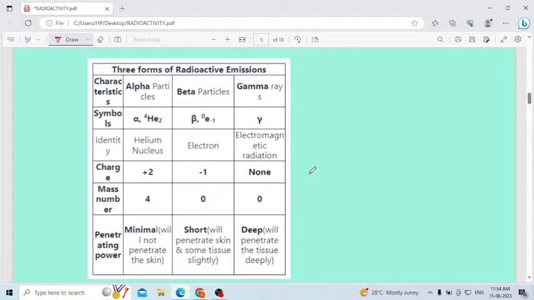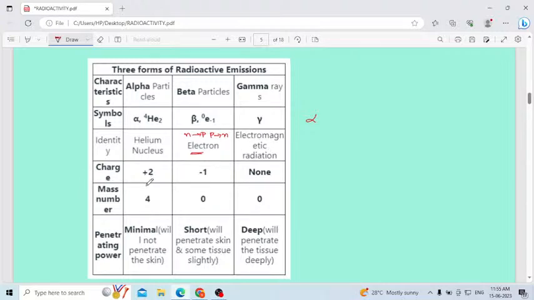Let us compare alpha, beta, gamma rays. Characteristics: alpha particles, beta particles, gamma rays. Symbols: alpha we will represent like this, beta we will represent like this, and here this is the symbol we will use for gamma. Identity: helium nucleus normally. In the case of beta decay, there will be a discharge of electrons. Sometimes a neutron is converted into a proton, and a proton is converted into a neutron. That is beta decay. Then in gamma, electromagnetic radiation.